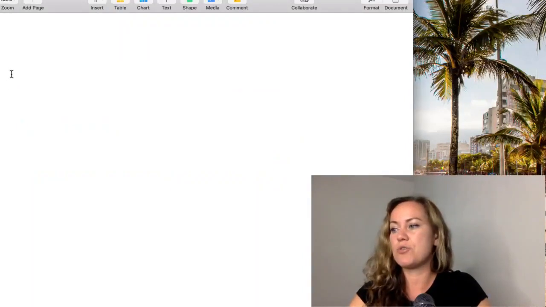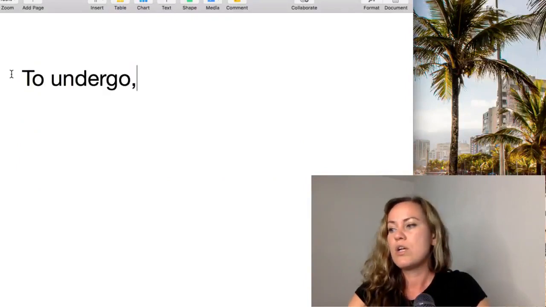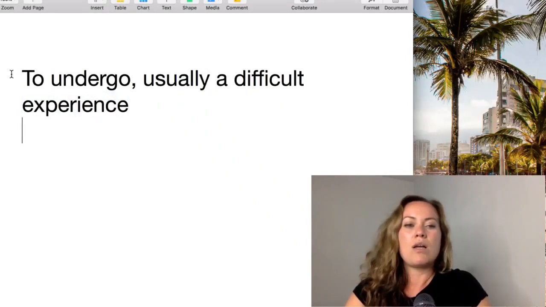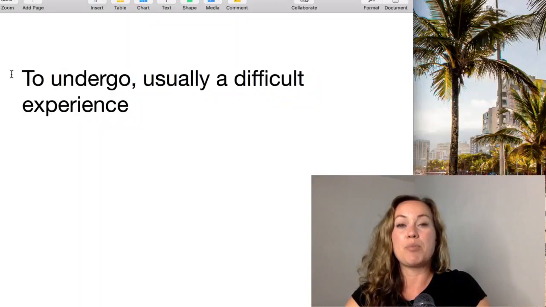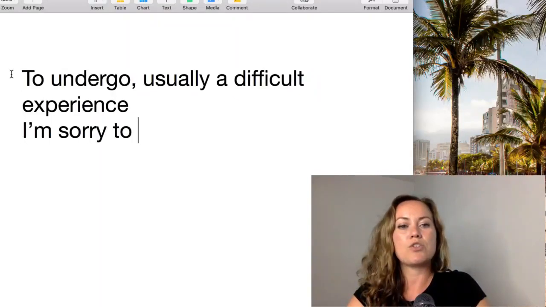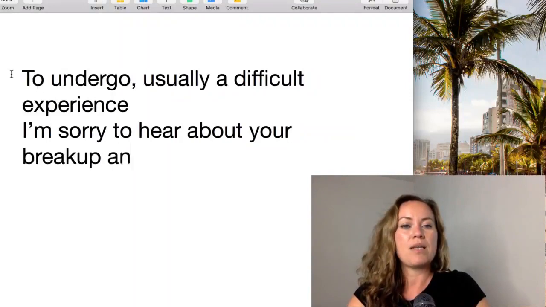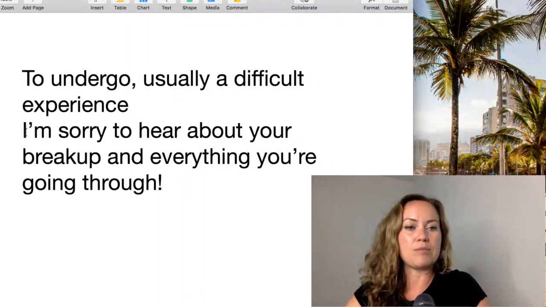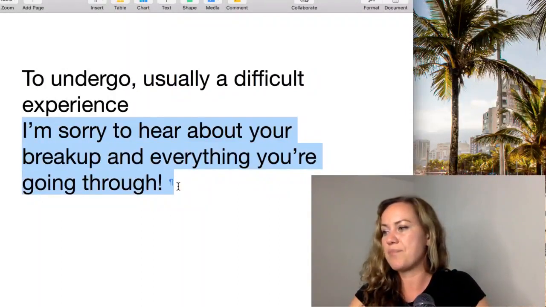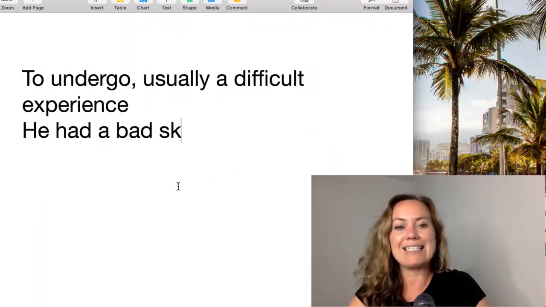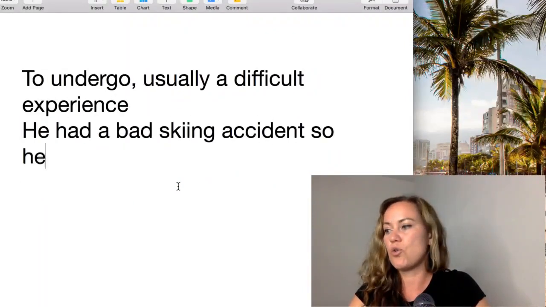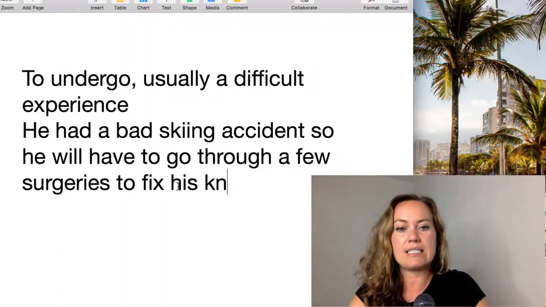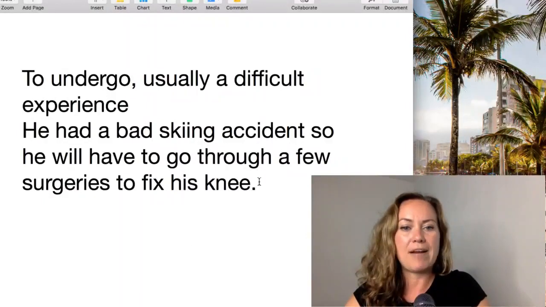Okay, so let's look at another use. To undergo, usually a difficult experience. So, let's say a difficult experience would be a breakup, right? So, I'm sorry to hear about your breakup and everything you're going through. Must be difficult. Okay, what else could we say? He had a bad skiing accident, so he will have to go through a few surgeries to fix his knee. You guys can't see how fast I can type.